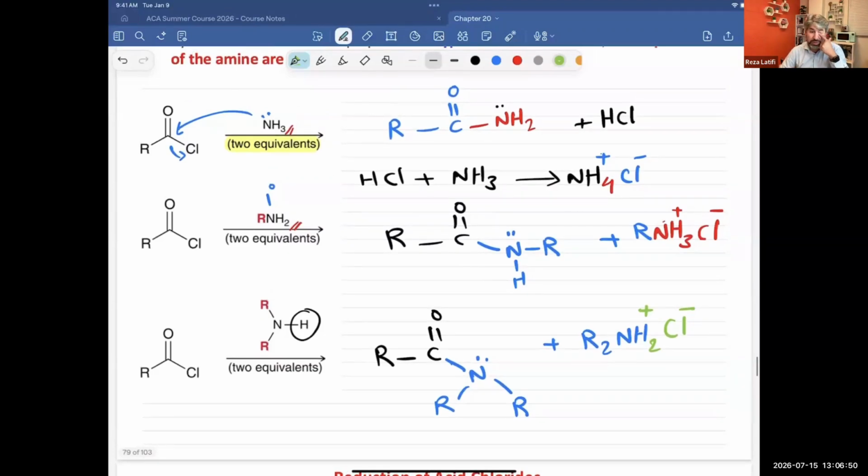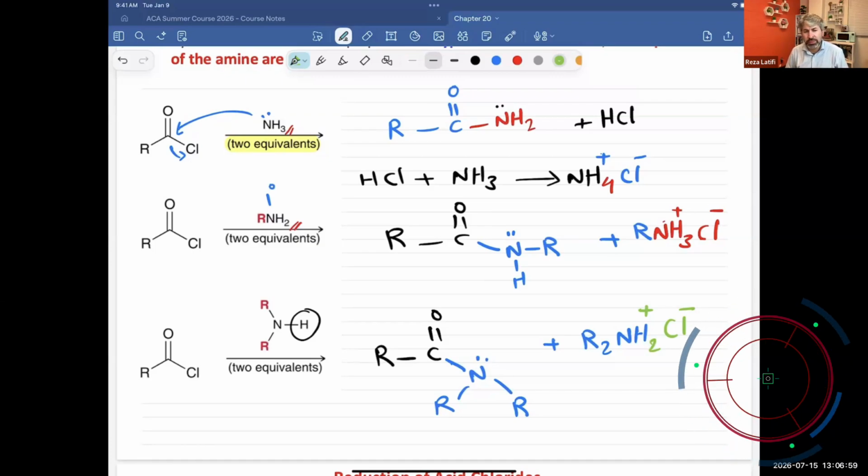So as you see, it depends on what you start with. When I say that, I'm talking about the order of the nitrogen, whether it's primary or secondary. You can get different products.